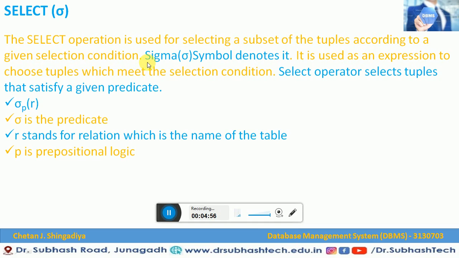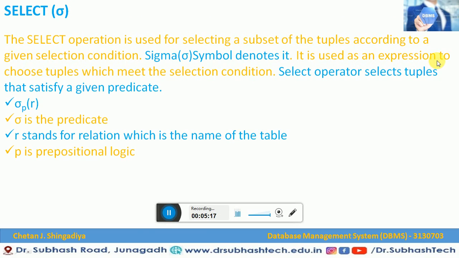So what is the use of selection operation? The use of selection operation is that when we want to select a subset of tuples according to the given condition, in that case we are going to use this selection operation, and for that we are going to use this sigma symbol, which is the symbol that denotes the selection operation.